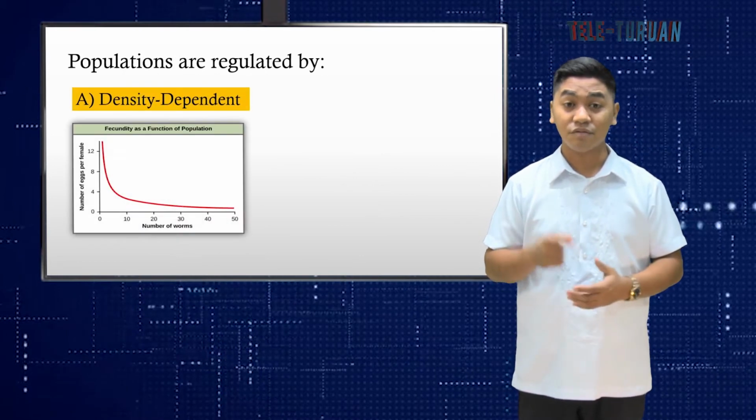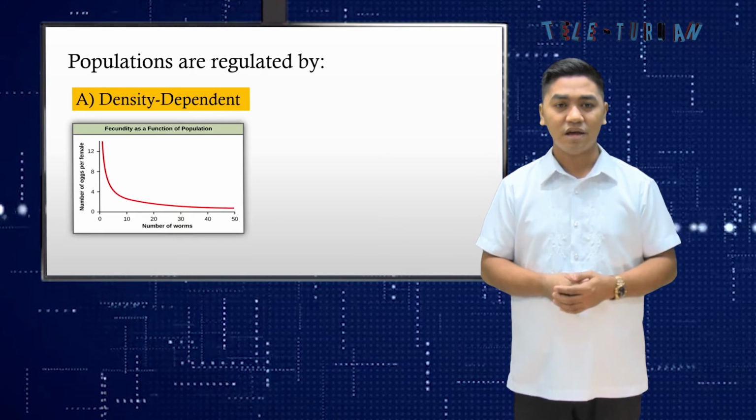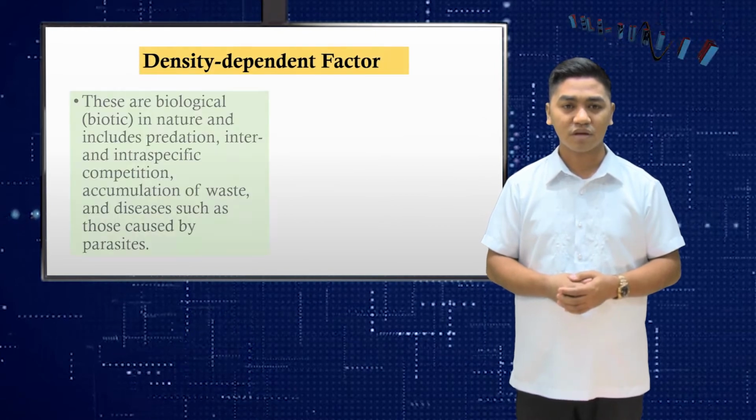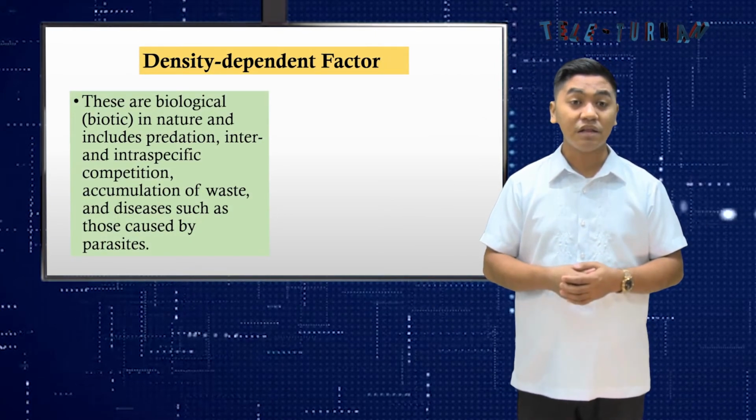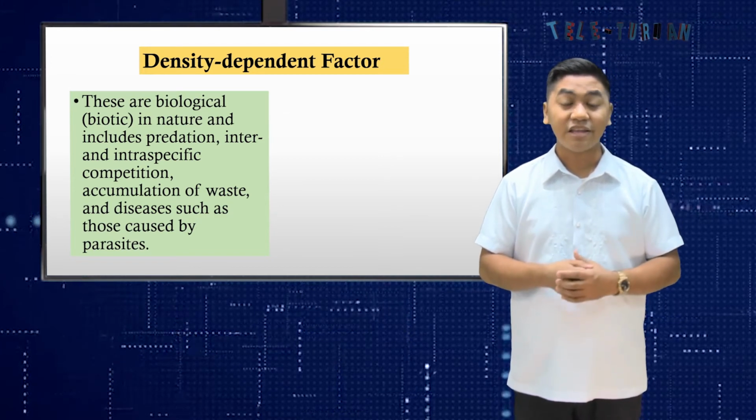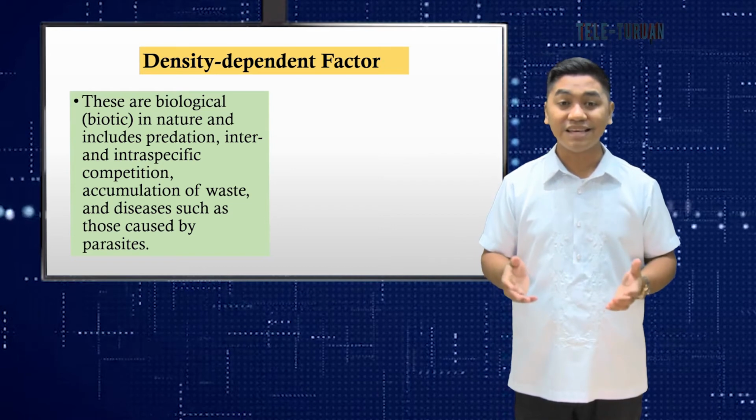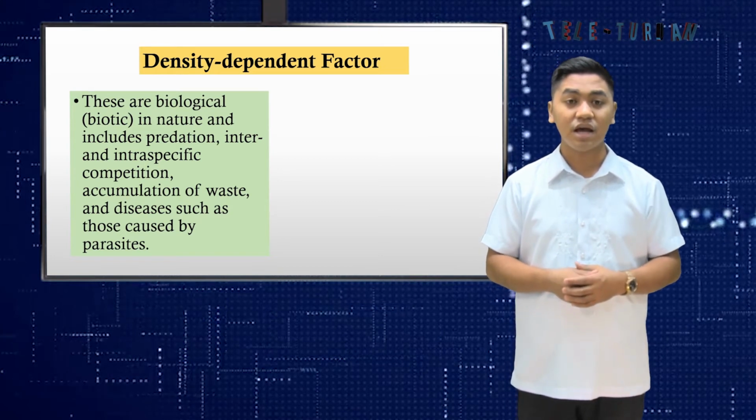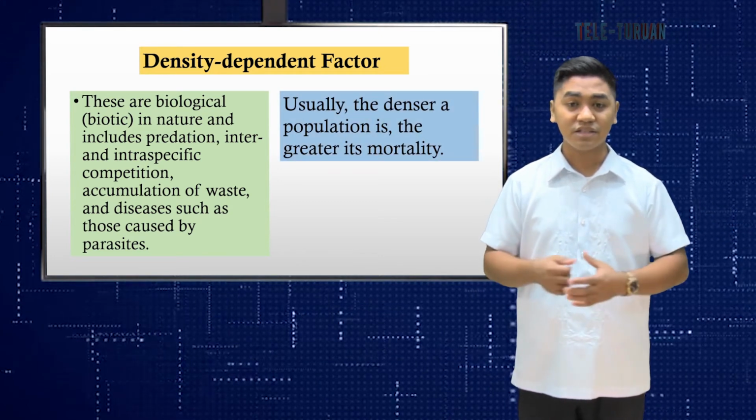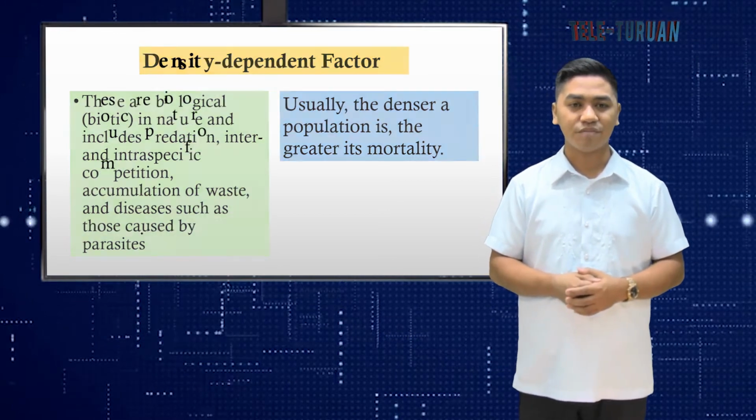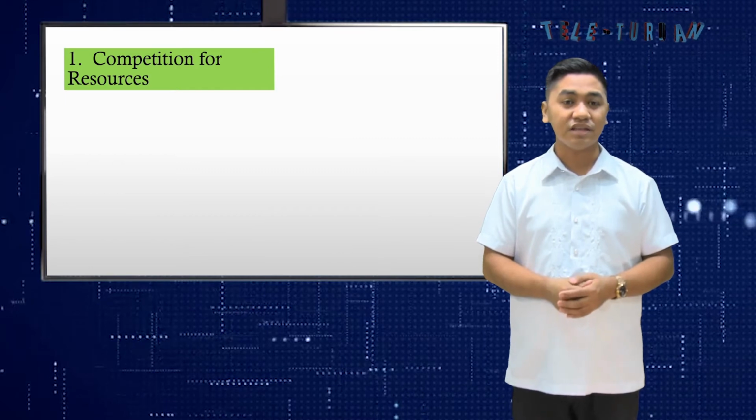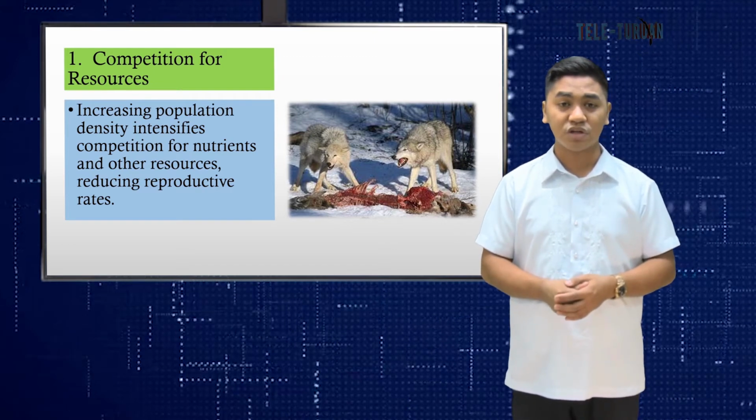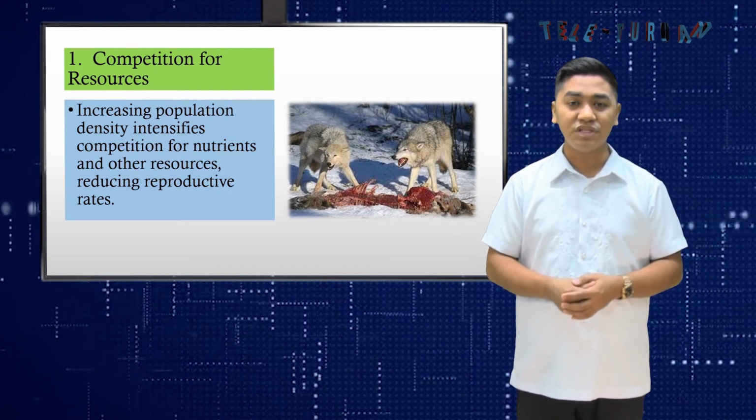Populations are regulated by, first, density-dependent regulation, in which the population growth rates are regulated by the density of a population. Most density-dependent factors are biological or biotic in nature and include predation, inter- and intraspecific competition, accumulation of waste, and diseases such as those caused by parasites. Usually, the denser a population is, the greater its mortality. We also have density-dependent regulation in terms of competition for resources. Increasing population density intensifies competition for nutrients and other resources, reducing reproductive rates.